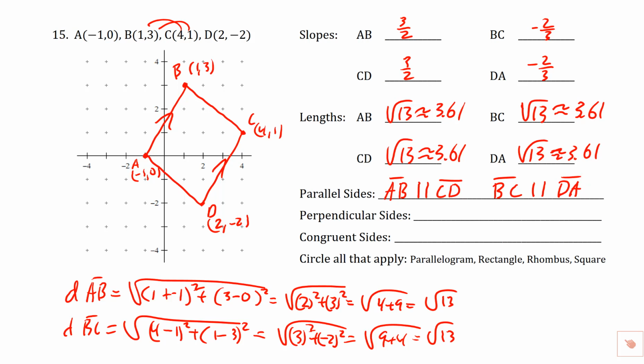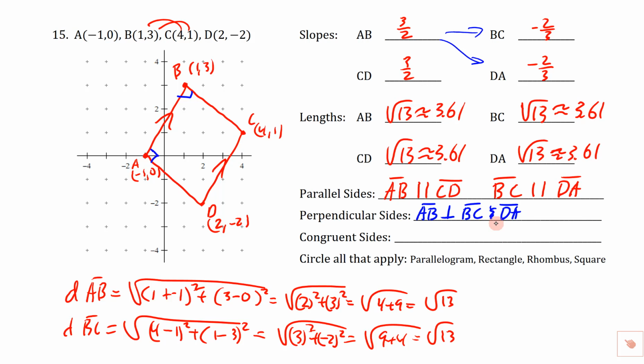Perpendicular are the ones that are opposite reciprocals. So let's take a look here. Those are opposite reciprocals, and so are those. So we're going to say that AB is perpendicular to BC. So AB is perpendicular to BC, and it's perpendicular to DA. It's perpendicular over here. So I'm just going to put an and DA, okay?